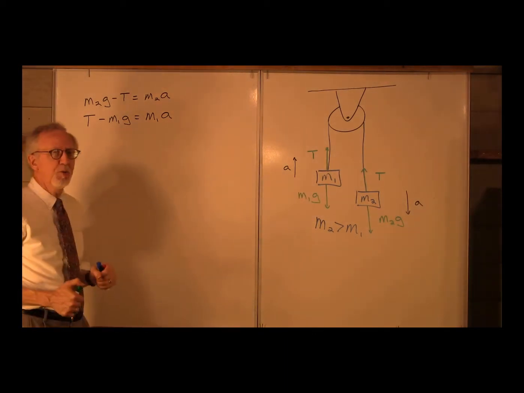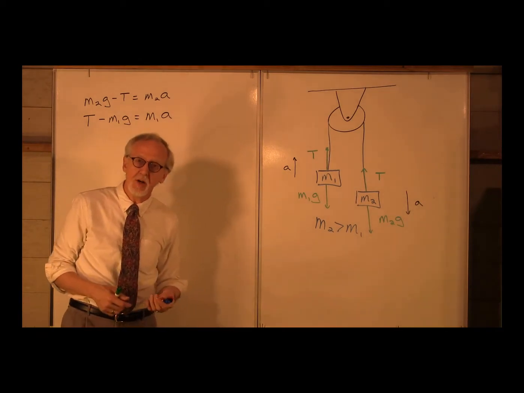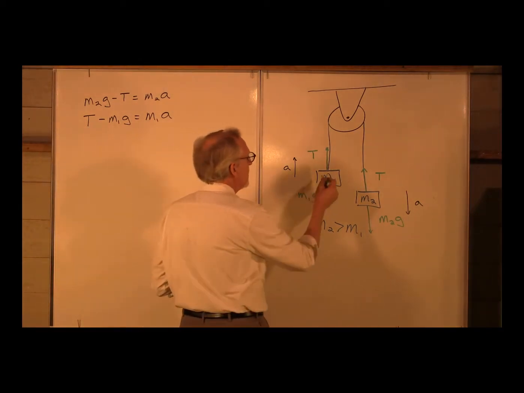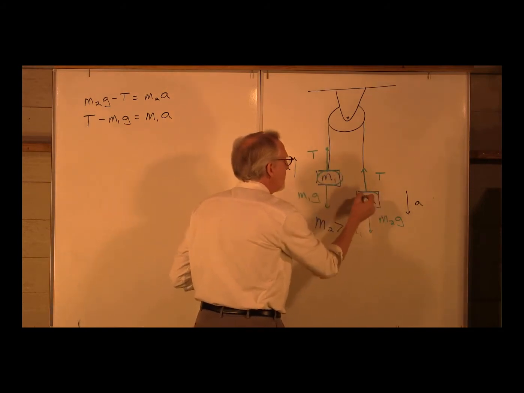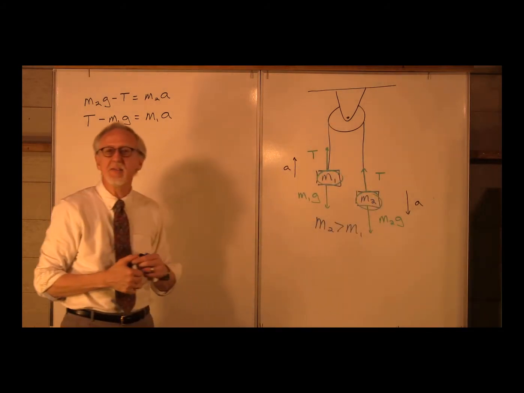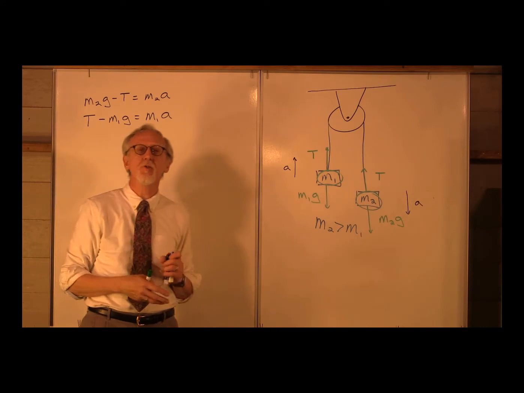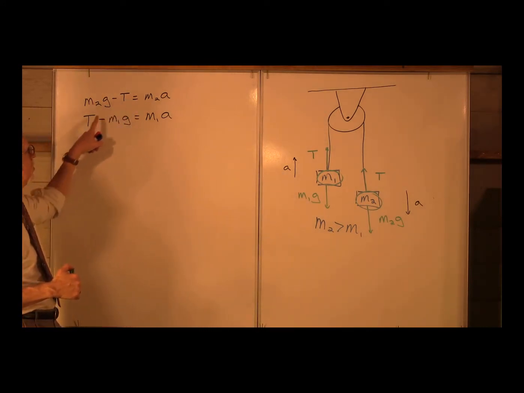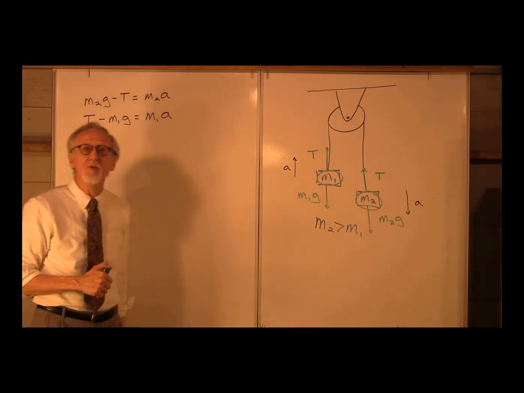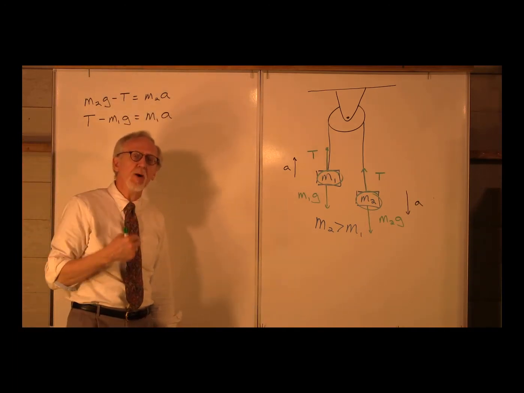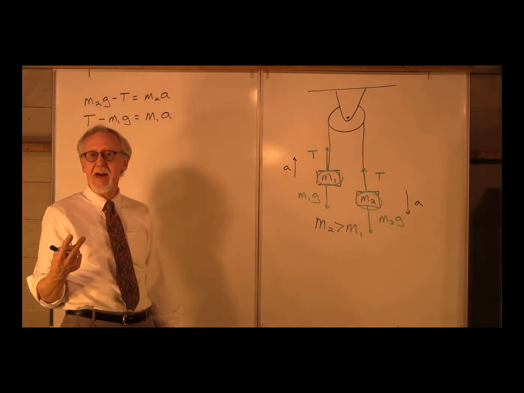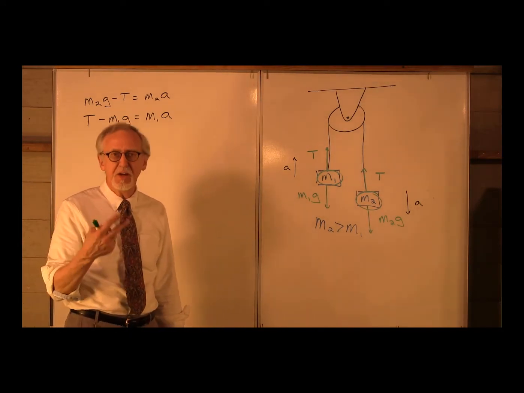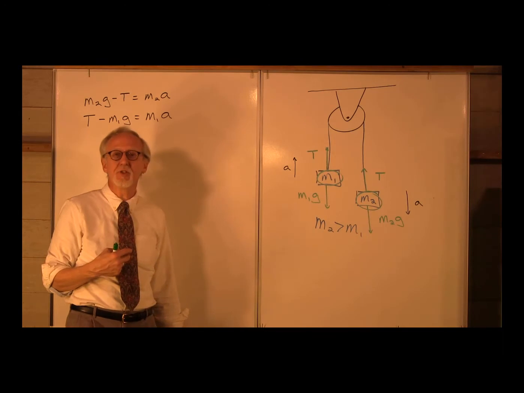Now we've got two equations with a whole bunch of unknowns. Let's assume that we know the masses. Whatever the values are for the masses, M1 and M2, we know those. What do we not know? Well, in these equations, we don't know T, the tension, and we don't know A. We have two equations with two unknowns. Mathematically, in general, we know we can solve those. If you've got two equations, you can solve them for two unknowns.